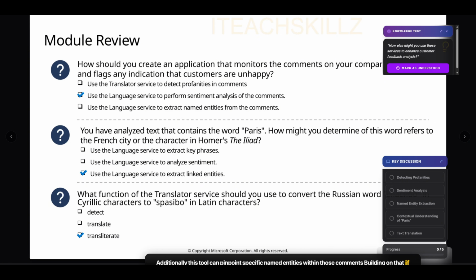Building on that, if you're curious about words like Paris, how do we know if it's a city or a character from the Iliad? We use linked entity extraction with the language service to uncover its context. Lastly, when converting Russian text to Latin characters, the translator service's transliteration function is your go-to tool.